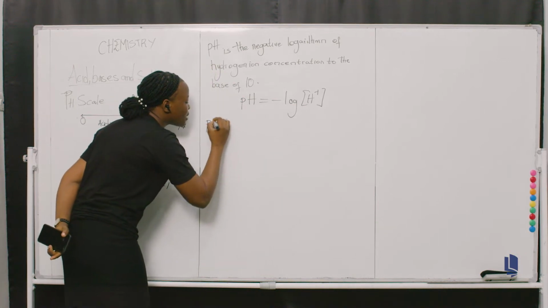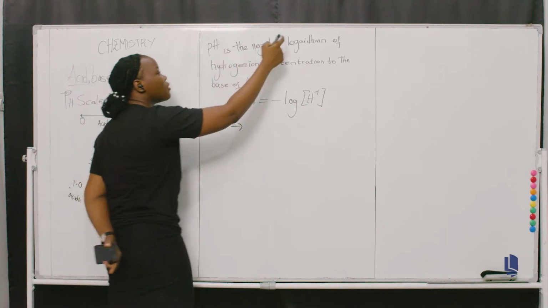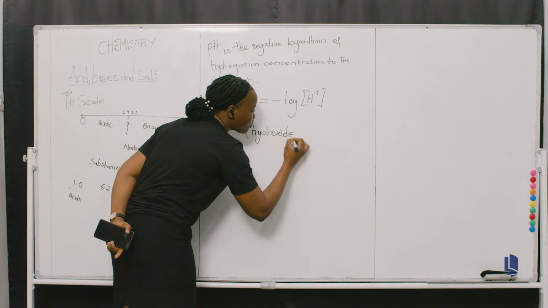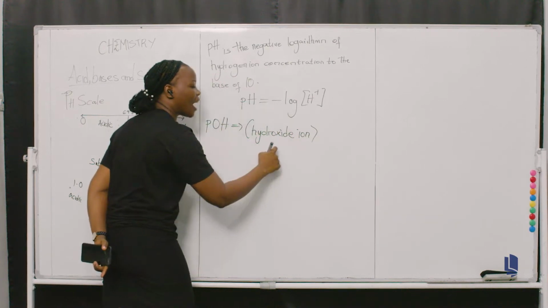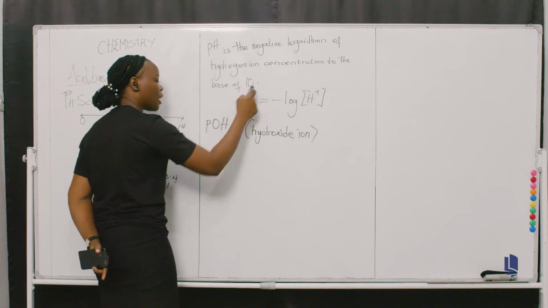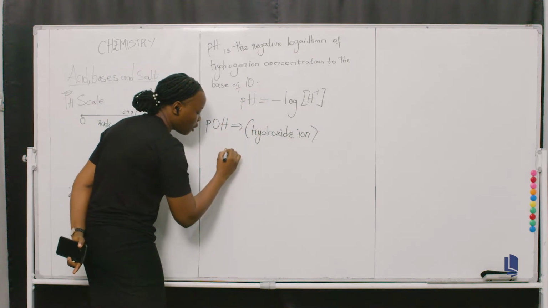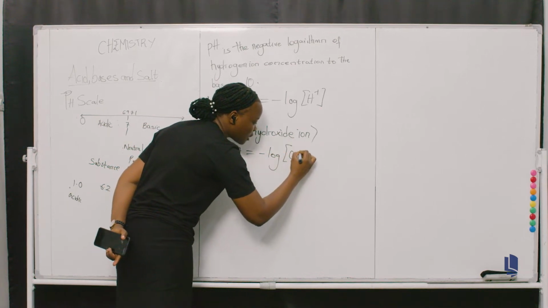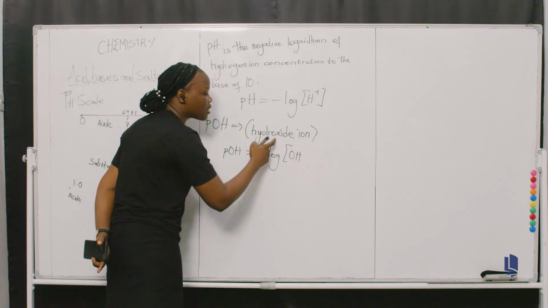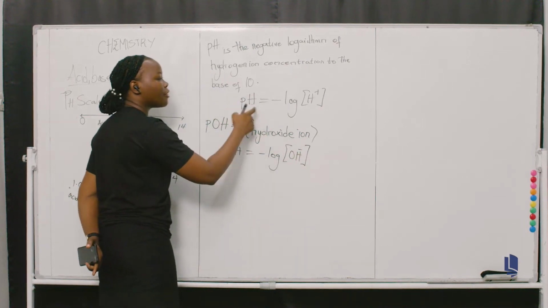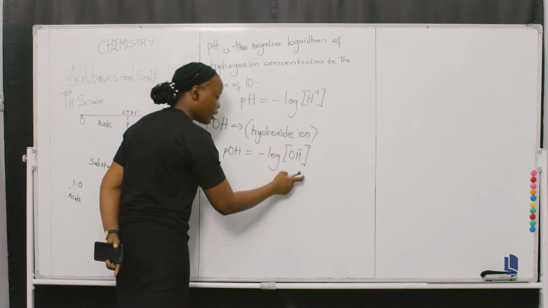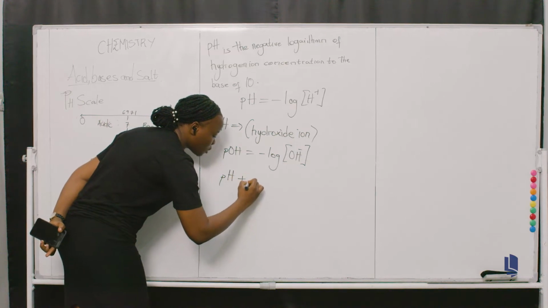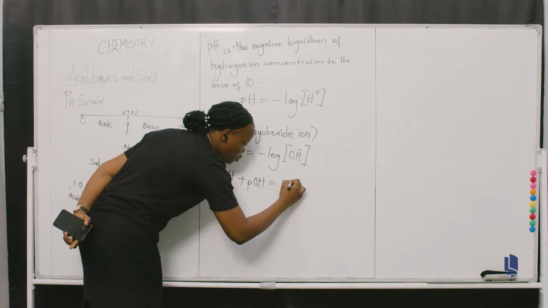So in that same light, pOH would then be the negative logarithm of hydroxide ion concentration to the base of 10. Where this is H, this is OH. So pOH would then be minus log OH. And we know hydroxide is negative, while hydrogen is positive. pH plus pOH is equal to 14.